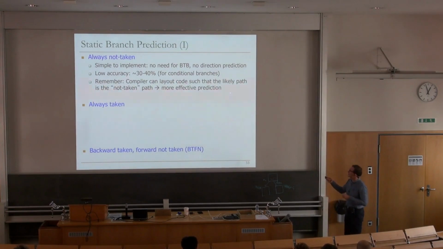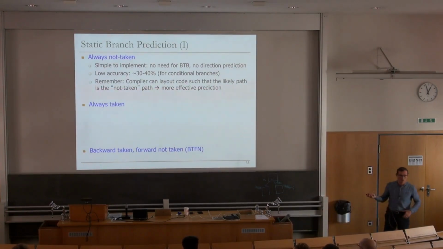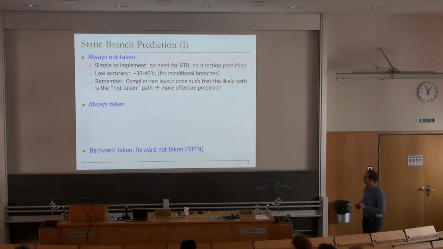The compiler can lay out code such that the likely path is the not taken path. That gives you more effective prediction. And as I said, this is already employed. Actually, much more sophisticated methods for increasing the probability that you're getting your correct path are employed in machines. We're going to talk about superblocks later on.